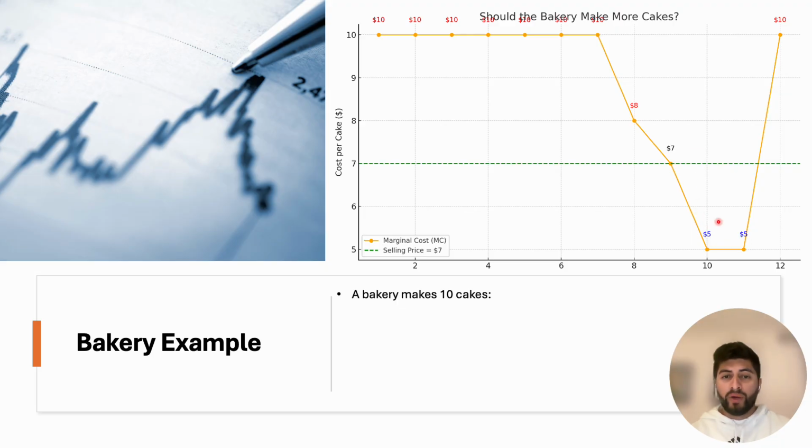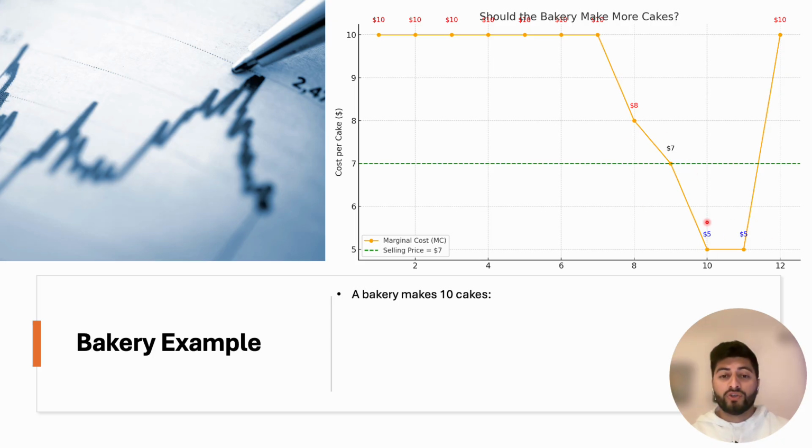But later on, look at the red numbers, right? 8, 10, 10, 10, 10, 10. That's not good. The marginal cost is above $7, above the selling price. So now they're spending more to make a cake than they earn selling it. That's a loss. So if you're the bakery owner, you stop making cakes once the marginal cost goes higher than $7.